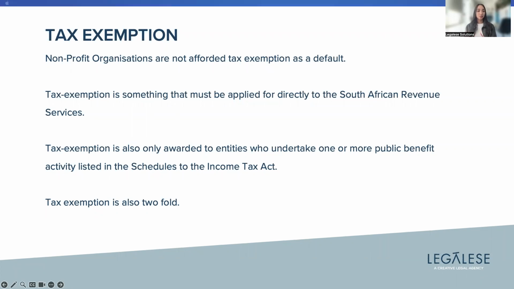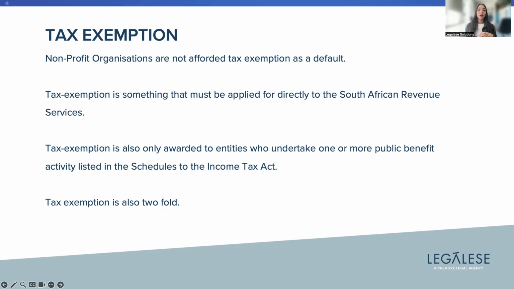In terms of the Income Tax Act, tax exemption is twofold. The first stage is that an entity may apply to be considered a public benefit organization, or PBO, as many people simply call it. In this regard, the entity must perform a public benefit activity listed in Part 1 of the 9th Schedule to the Income Tax Act. This then affords the organization tax exemption for its own acts. The second fold is what's known as Section 18A approval, because it stems from Section 18A of the Income Tax Act.